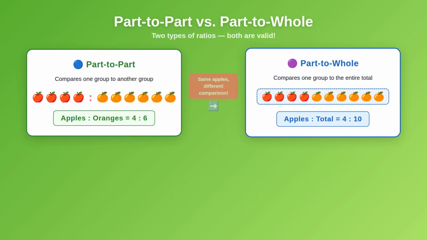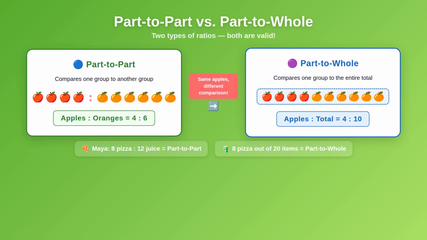Here's something that trips a lot of students up. There are actually 2 types of ratios. A part-to-part ratio compares one group to another group, like comparing the number of boys to the number of girls in a class. A part-to-whole ratio compares one group to the entire total, like comparing boys to all students in the class. Both are ratios.